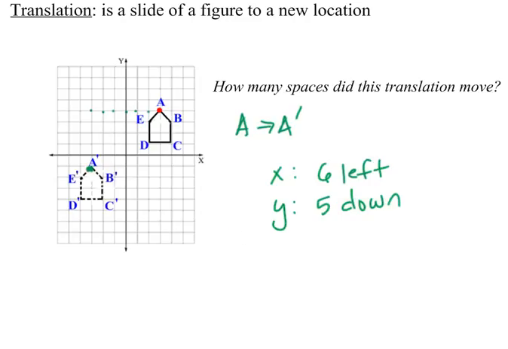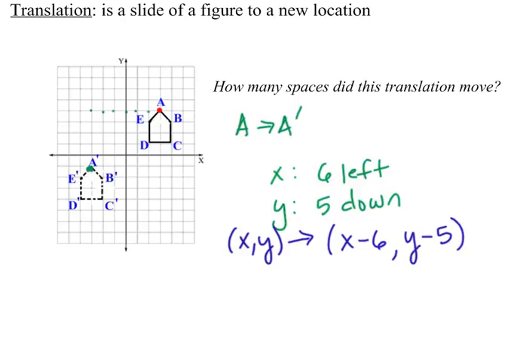So let's write the point, X, Y. It is going to change. How is it going to change? We're going to take the X and we want to go left 6. So that means we're going to minus 6 because we're going to the left. And then we want to go down. So we're going to take the Y and we want to go minus 5 because we want it to go down 5 units. And that's how we would write when one thing changes to another.